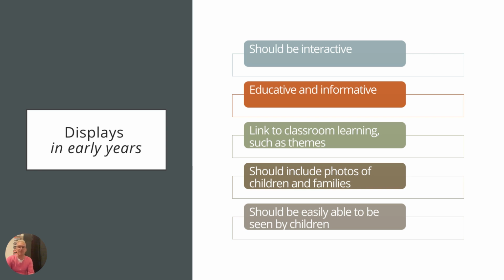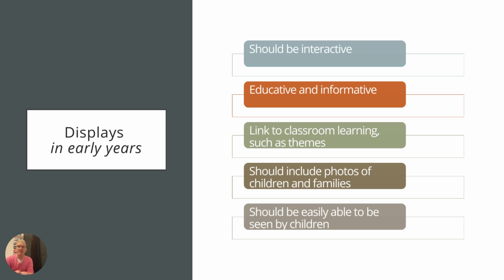Displays should be able to be easily seen by children. So there should be a good number of displays that are at children's eye level, that children can see. There should also be displays on your display boards, which will probably be higher up. Those displays should be clear, big, bold, so that even if you're not at eye level with them, you can clearly see what's in them and what's on it. Okay, so that's some good practice guidelines which steer you in the right direction for thinking about displays in the early years setting.